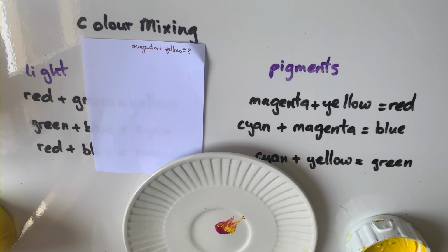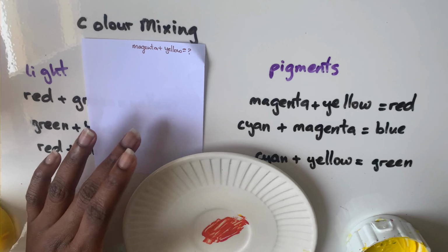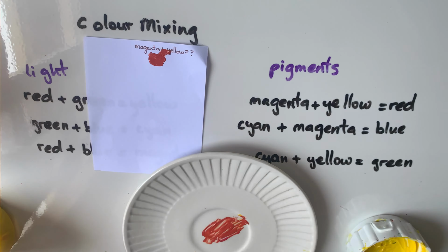And then you put a little bit of yellow. You don't need much yellow to get red with magenta. And then you mix it. You could actually mix cadmium red with yellow and magenta. This is more of an orange, but I'm going to put it there. This is the red for that.